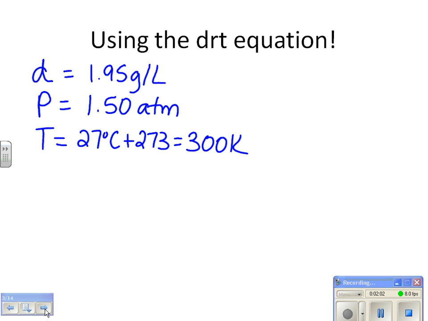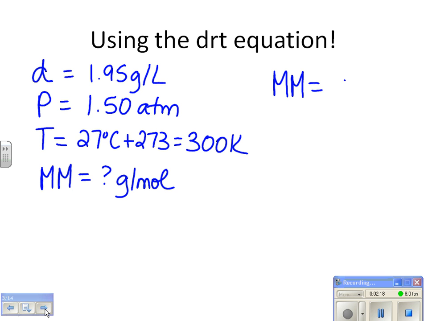Okay, what's the formula? Oh, Mrs. Gill, I forgot. What are we looking for? We're solving for molar mass. Grams per mole. Okay, what's the formula? Molar mass is equal to dRT over P.